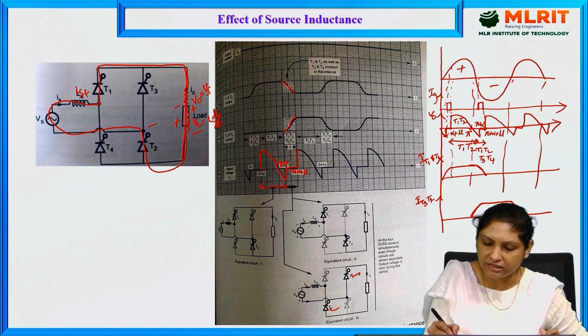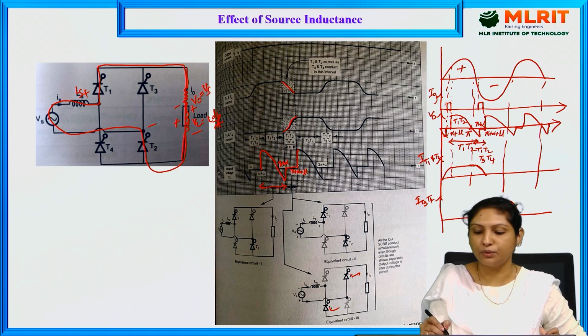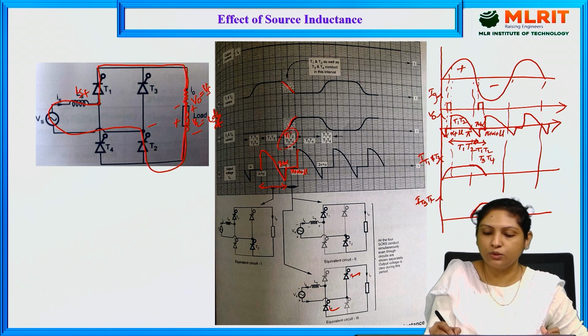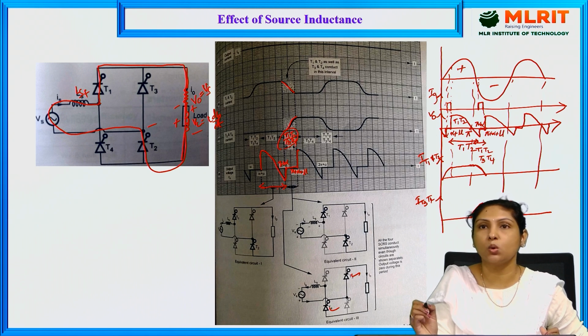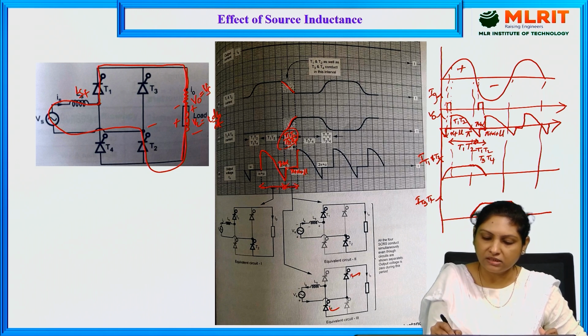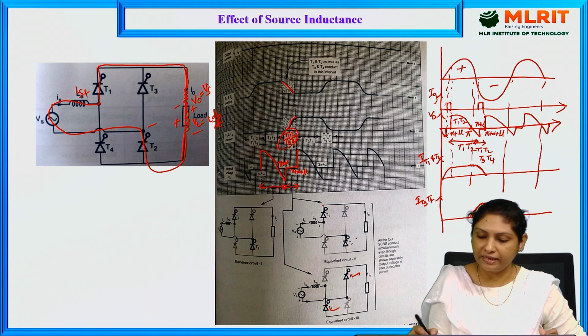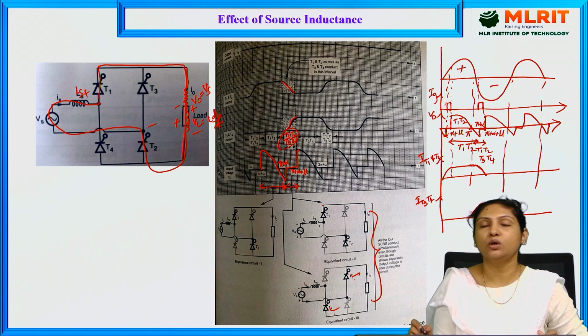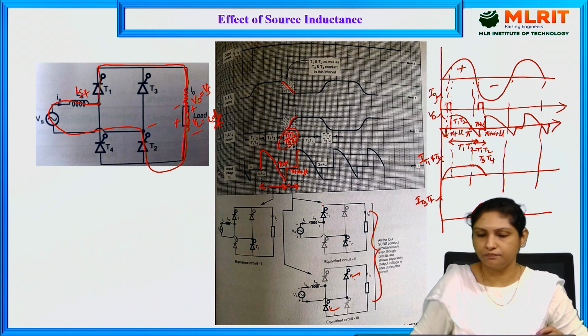So at this instant from pi plus alpha to pi plus alpha plus mu, both the thyristors, that is T1, T2 as well as T3, T4 are turned on, and we call this the overlapping period. During the overlapping period, T1 and T2 is on, and at the same time T3 as well as T4 is also on. All the 4 thyristors are on, and we call this period the overlapping period. So that is the effect of source inductance.